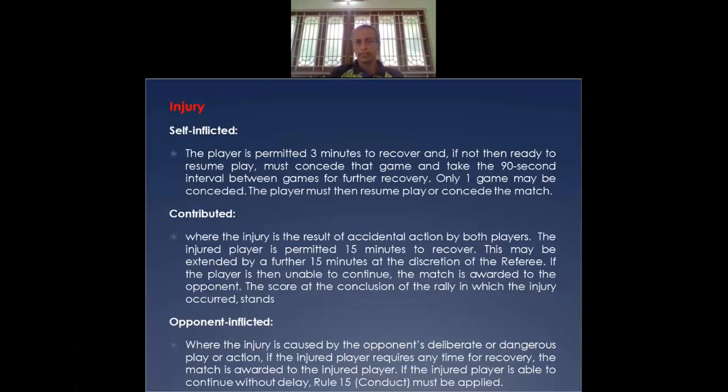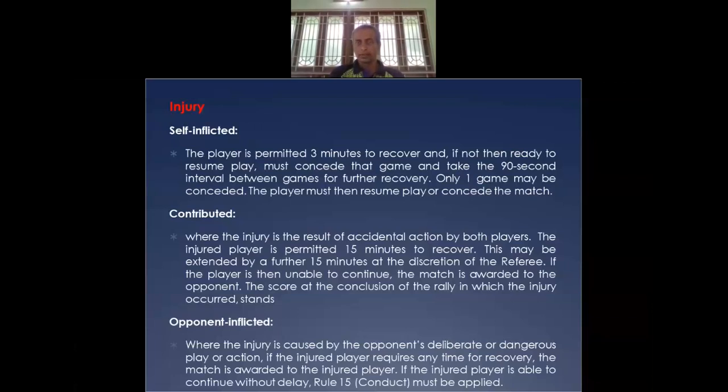As a referee, it's your job to inform the injured player, the opponent, and the crowd and audience what the injury is, what the classification is, and what time the player gets. Normally, a player with a self-inflicted injury is entitled to 3 minutes. Mr. X got a self-inflicted injury, so he is entitled to 3 minutes. This has to be announced for everyone's understanding.